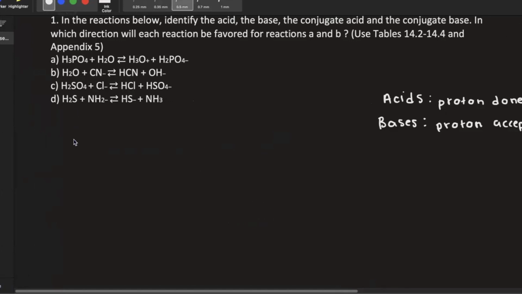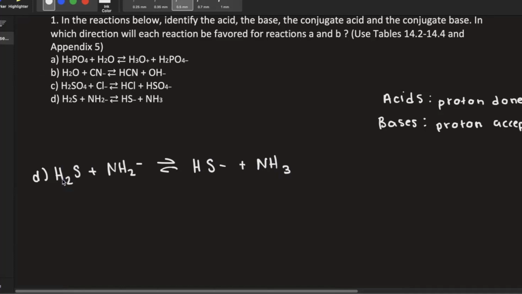So letter D says H2S plus NH2 minus gives us HS minus plus NH3.